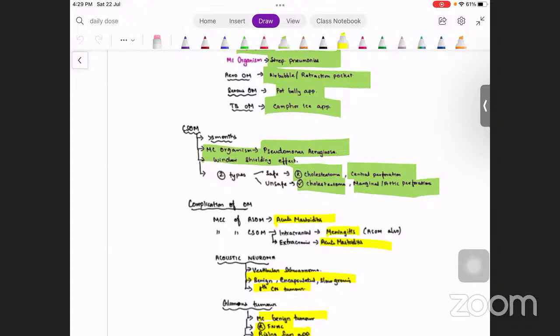Aero otitis media, air bubble appearance or retraction pocket. Serous otitis media, where you may see the potbelly appearance. TB otitis media, where you may see the camphor eyes appearance. So these are the things you need to know in terms of your ear, people.